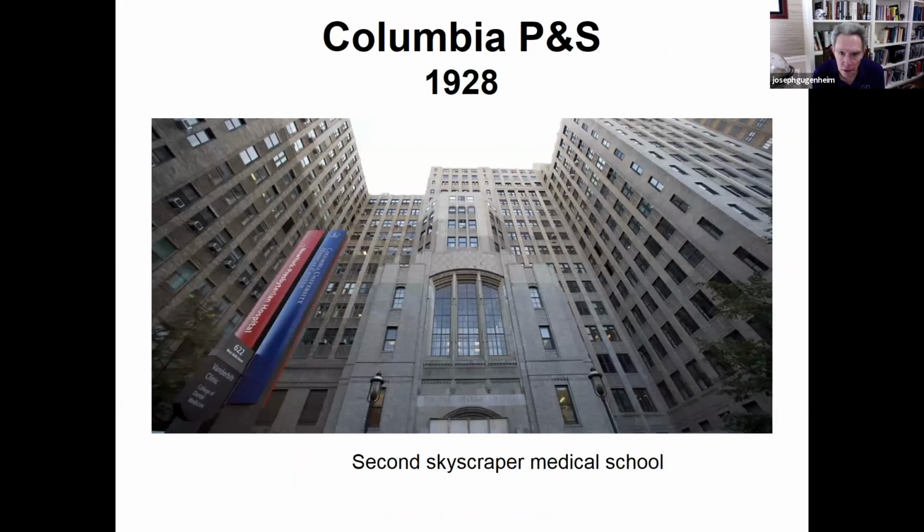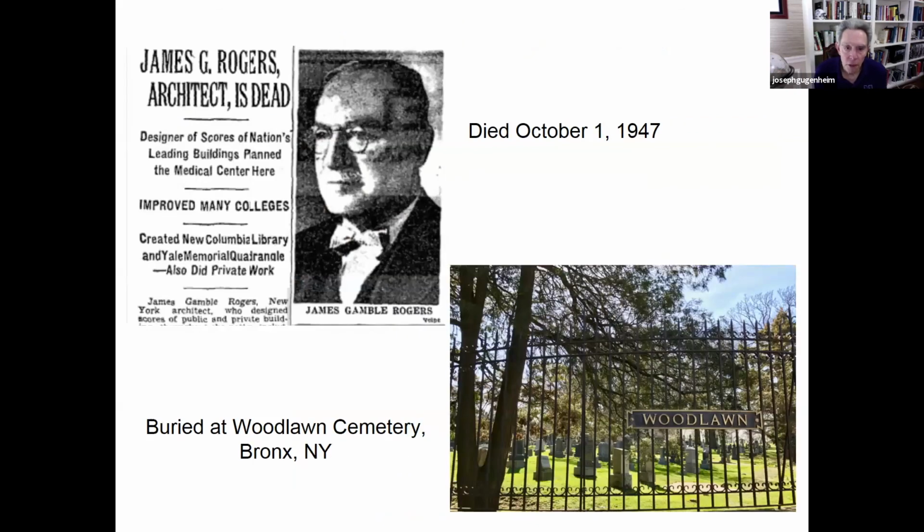He designed the Columbia Physicians and Surgeons Medical Center in 1928, and this was the second skyscraper medical school. Rogers died in 1947 and lived in Manhattan. He is buried in the Bronx, although he did keep some ties with Lake Forest because that's where his in-laws lived.